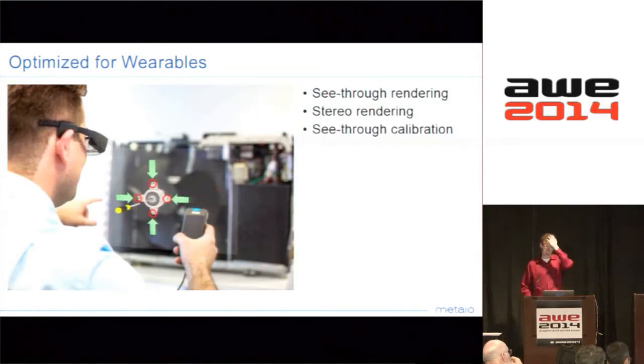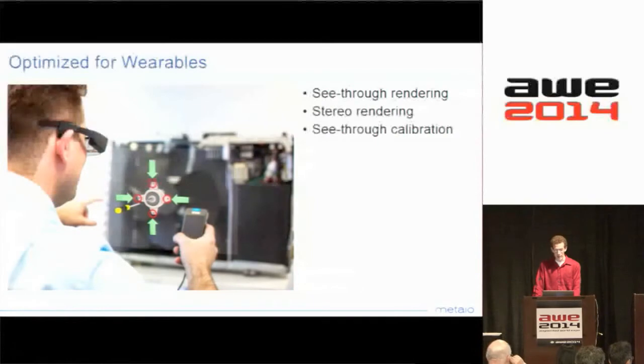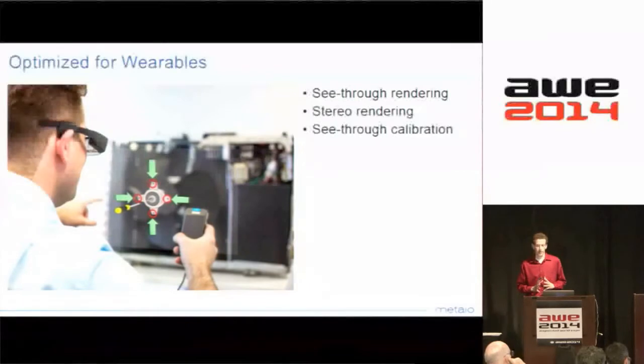Okay, now I want to talk about wearables, because that's the space that I'm most excited about. So we do support, at this point, the Epson BT200 glasses, as well as Google Glass. And so these features were added recently to the SDK, this ability to do see-through rendering, stereo rendering, and see-through calibration. And so I want to give a little bit of background about why these are necessary for stereo glasses and why we would even want stereo glasses.